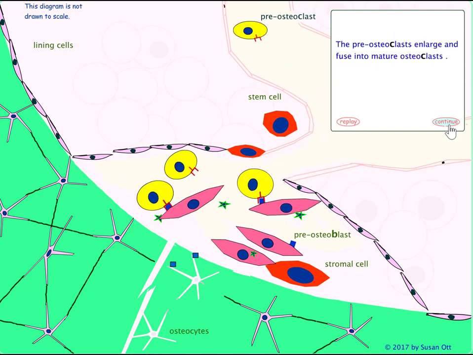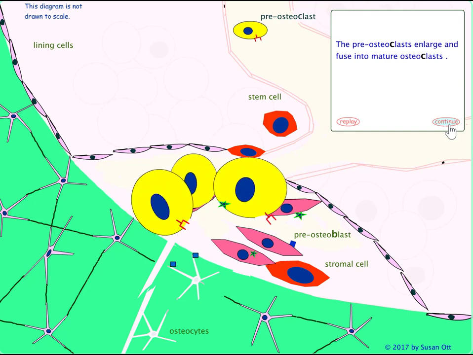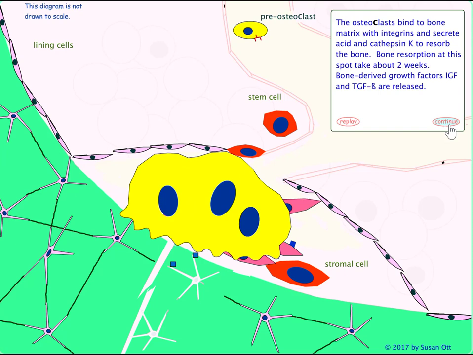The preosteoclasts enlarge and fuse into mature osteoclasts. The osteoclasts bind to bone matrix with integrins and secrete acid and cathepsin K to resorb the bone. Bone resorption at this spot can take about 2 weeks.